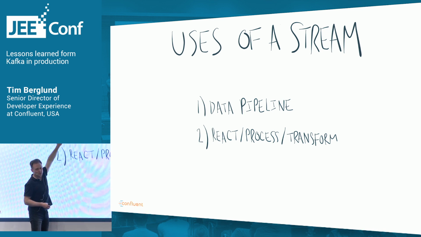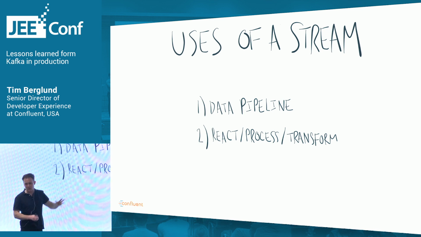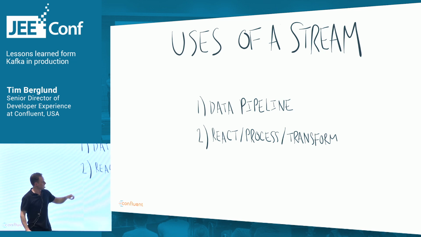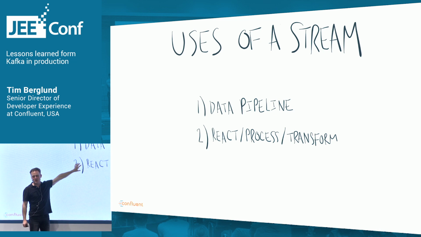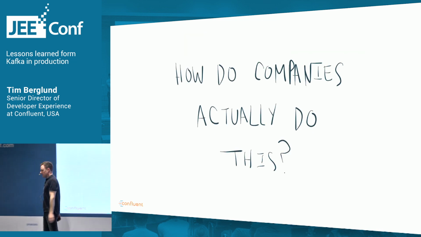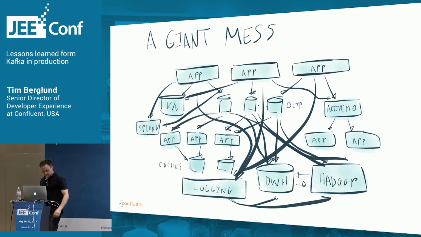We can use this simply to store, when I say data pipeline, we can store these events. Kafka is capable of doing that. We'll look at how it does it. And we can use it for real-time processing of those events. We're going to look at that too.